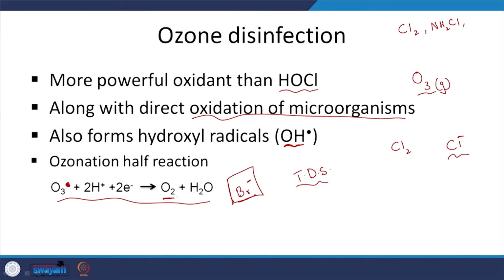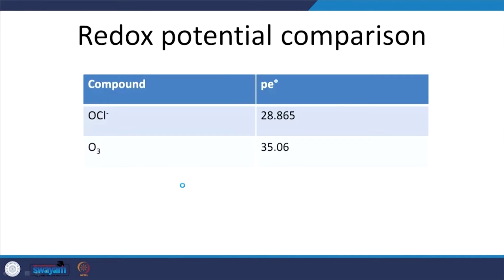So, let us move on. How do I understand that it is a strong oxidizing agent compared to OCl minus? We look at pe naught. Pe naught is, at standard conditions, minus log of the activity of this hypothetical electron. So, it is logarithmic based. So, 28 and 35. 35 minus 28 is 7, but pe is log, so it is 10 power 7 times. So, you understand how strong an oxidizing agent ozone is compared to OCl minus.